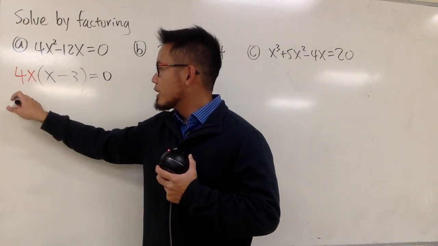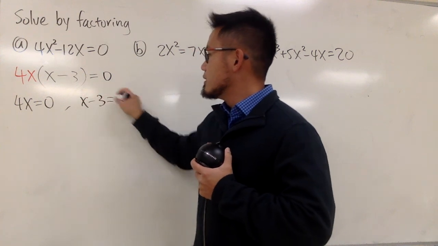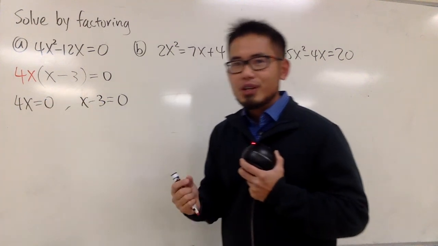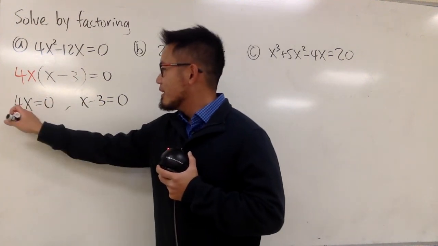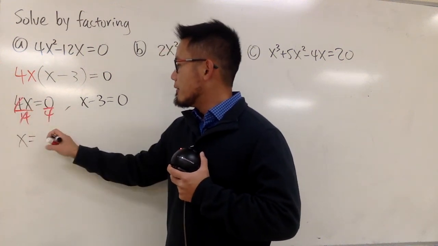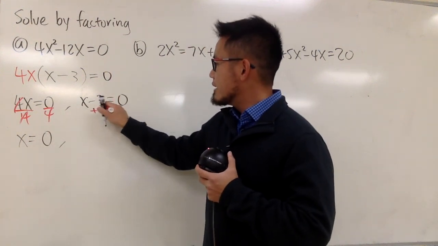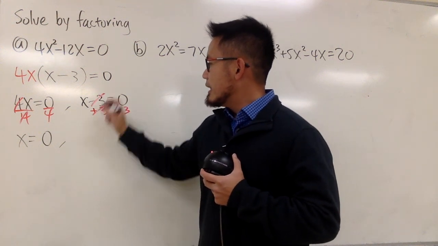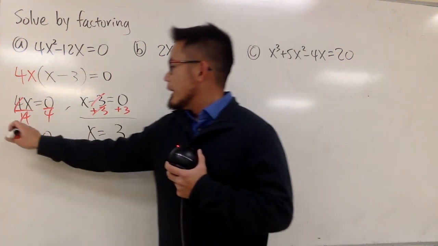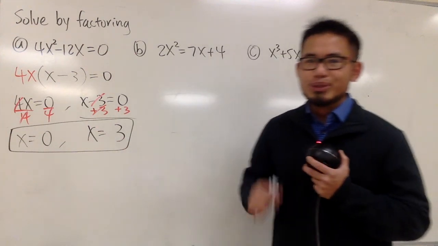We can now set this right here, 4x, to be 0. And then the other one is x minus 3 to be 0. We have to make sure when you are solving equations, you have to continue. You have to figure out the x values. So right here, we can then divide both sides by 4. X is equal to 0 divided by 4 is 0. So that's the first answer right here. And as for the second one, I can just add 3 on both sides. So they cancel, and I end up with x equal to 0 plus 3, which is just a 3. Both of them are the answers to this equation, namely 0 and 3, okay?